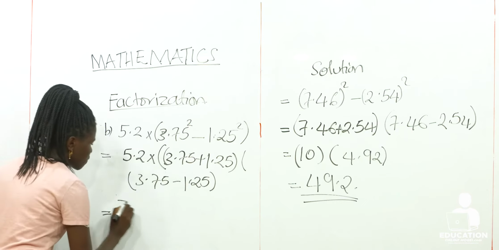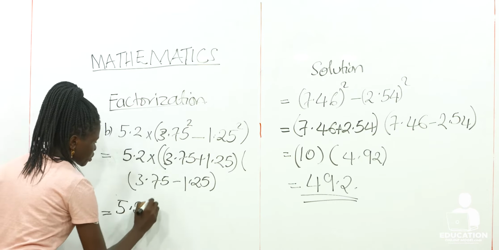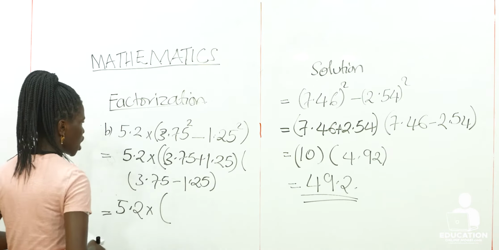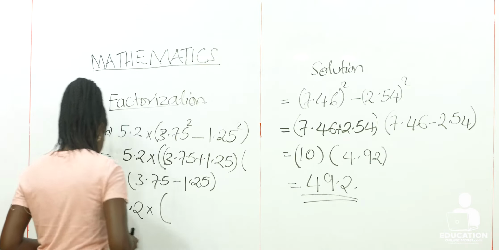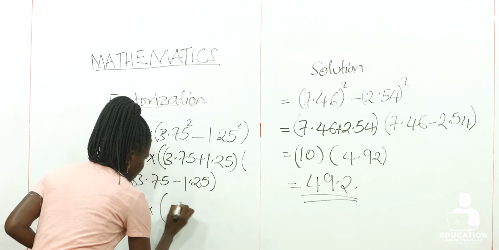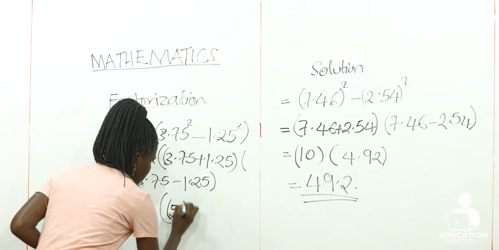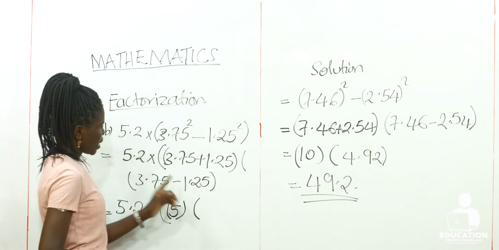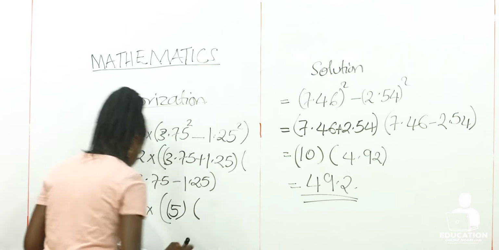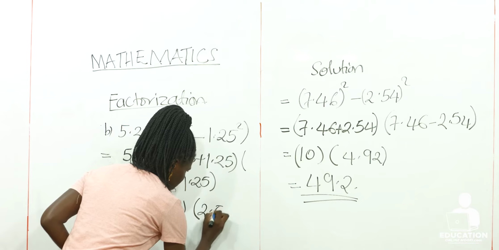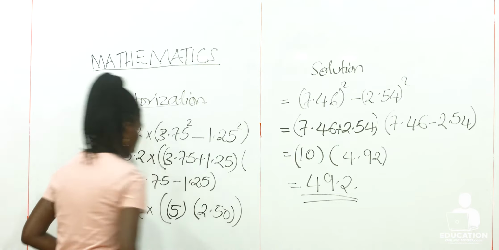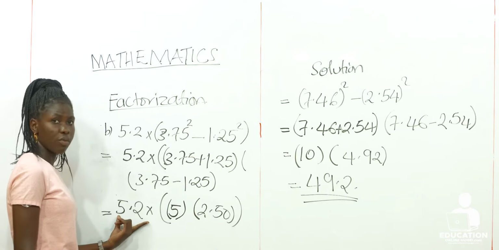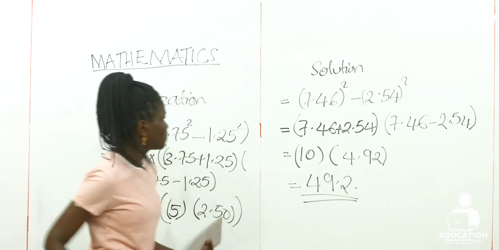So we maintain our 5.2 into, we are going to add 3.75 and 1.25 to give us, here we shall have 5 in this first bracket. Then the second one, after subtracting 3.75 minus 1.25, we shall be having 2.50. So we are now going to open the two brackets to get the final answer before we multiply with what is outside.